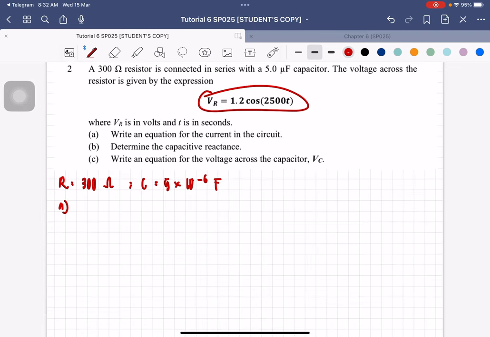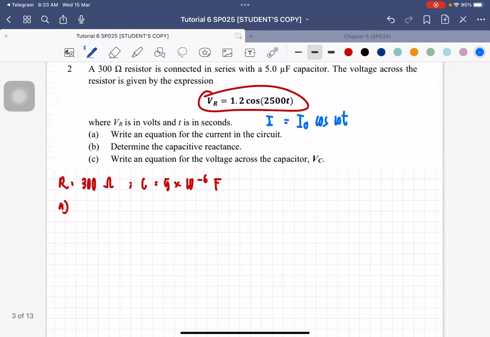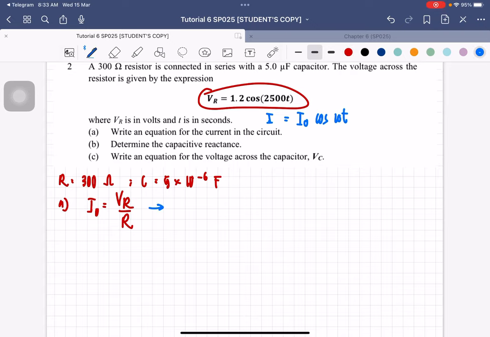So for this one here, we are going to try to create an equation that is similar to this expression given here, okay? So the only thing that we need to find here is the value of I naught. I naught can be calculated using the equation V across the resistor divided by the resistor, okay? This one we get from V equal to IR, so just rearrange to find I.